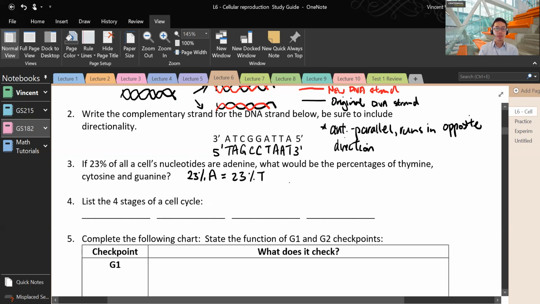Okay. So if you add these two up, right, 23 plus 23, that's going to give you a total of 46%. Okay. So 46% will be adenine and thymine all together. Now, if I take 100% minus the 46, I will get 54%. Okay, so this 54 accounts for the C's and the G's, right? Okay, so if I divide 54 by 2, I would get 27% C and 27% G. Okay, so that's how you get the answers.